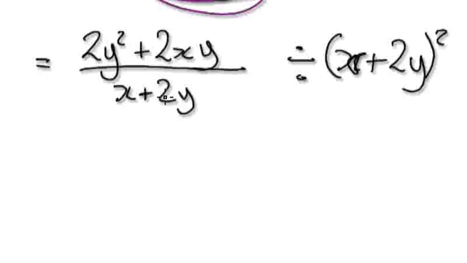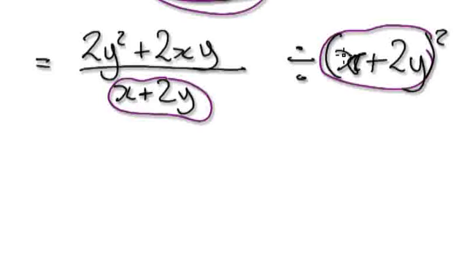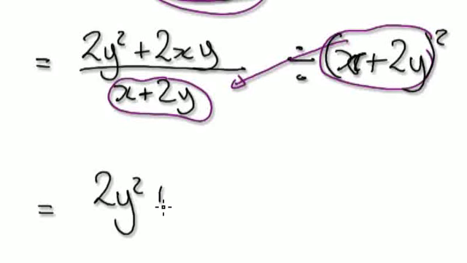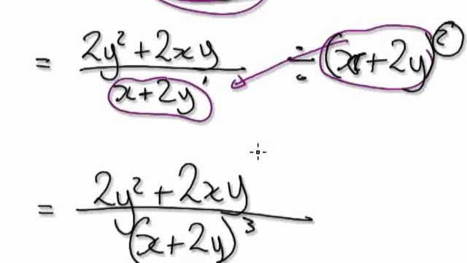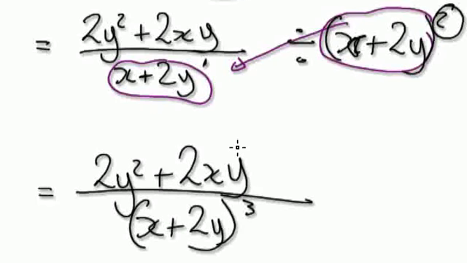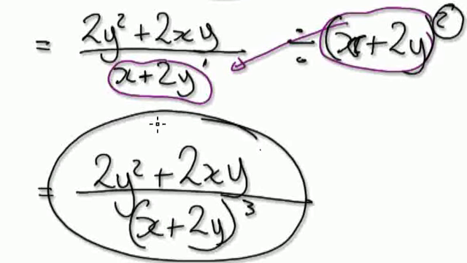So now notice that this here is exactly the same as this. So when you divide a fraction, it gets multiplied to the bottom. So this will then become 2y squared plus 2xy over x plus 2y to the power of 3, because you've got a squared here and then you've got power 1 here, so it becomes this. So your final answer is this. Okay?